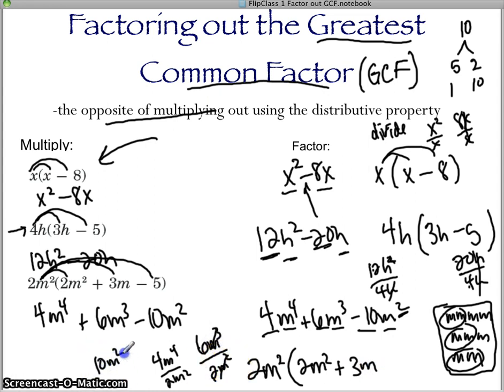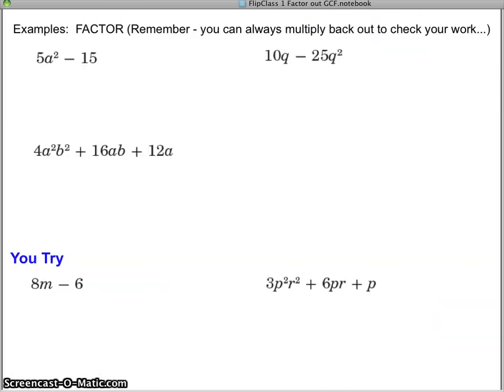And then 10m squared divided by 2m squared. 2 goes into 10 5 times. That's a minus, so it's minus. M squareds cancel. So you have 2m squared times 2m squared plus 3m minus 5. So there's 3 examples. Okay, we'll go to the next page and do another few examples.